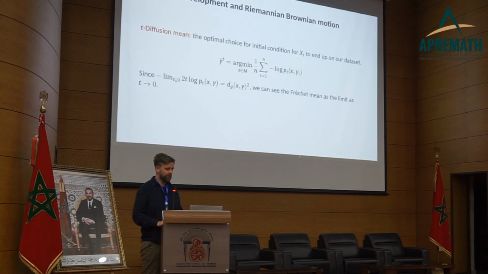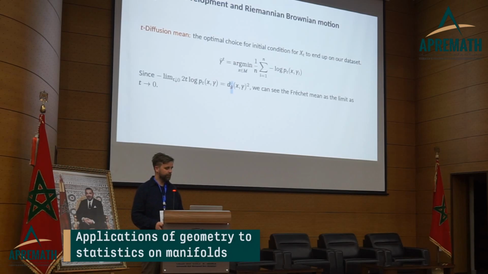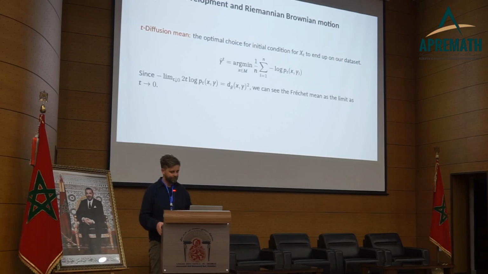So here's the actual formula. In place of the squared distance, we now want to maximize the probability, and that's the same as minimizing minus the log probability. So the diffusion mean is then the x value which minimizes this function. And if we take the limit as t goes to 0, we have the short-time asymptotics of the heat kernel, which lets us approach the usual Frechet mean, the one I talked about in the beginning, the one that minimizes the squared distance as well.